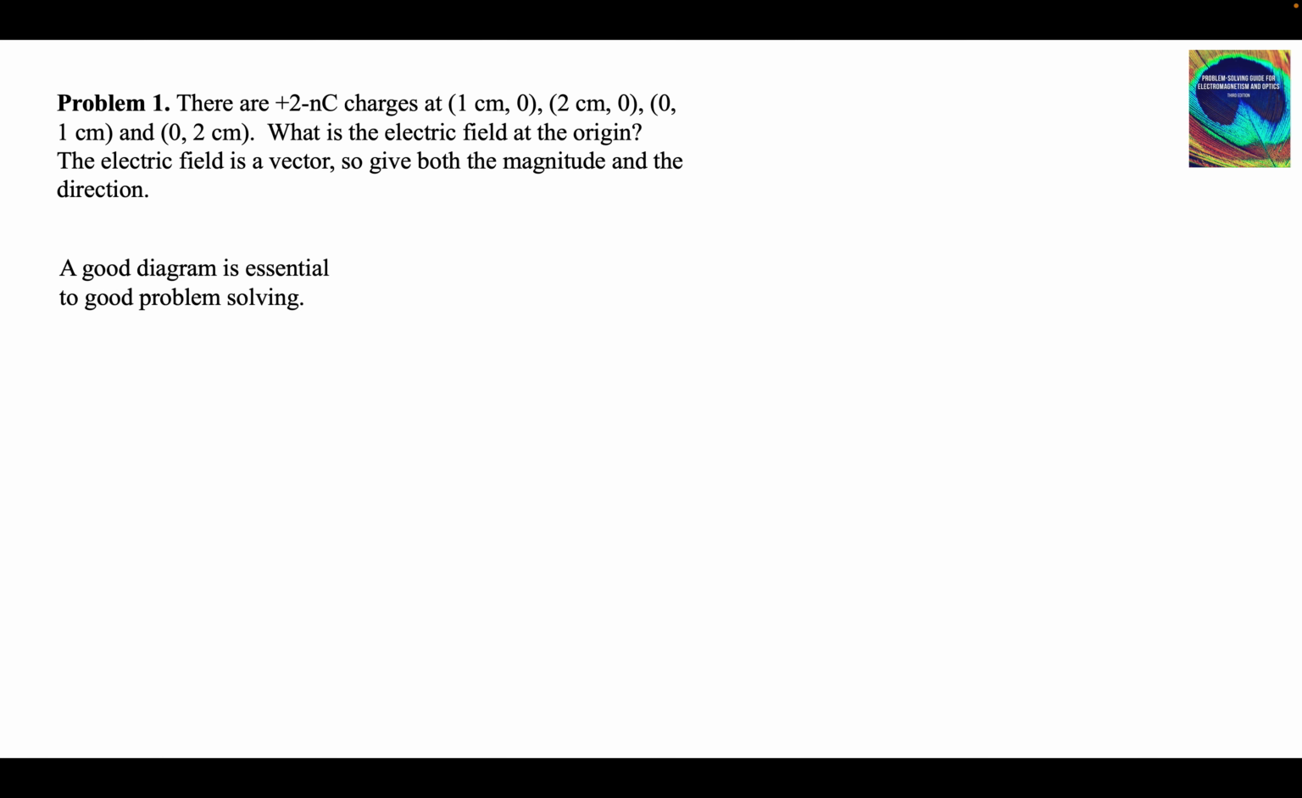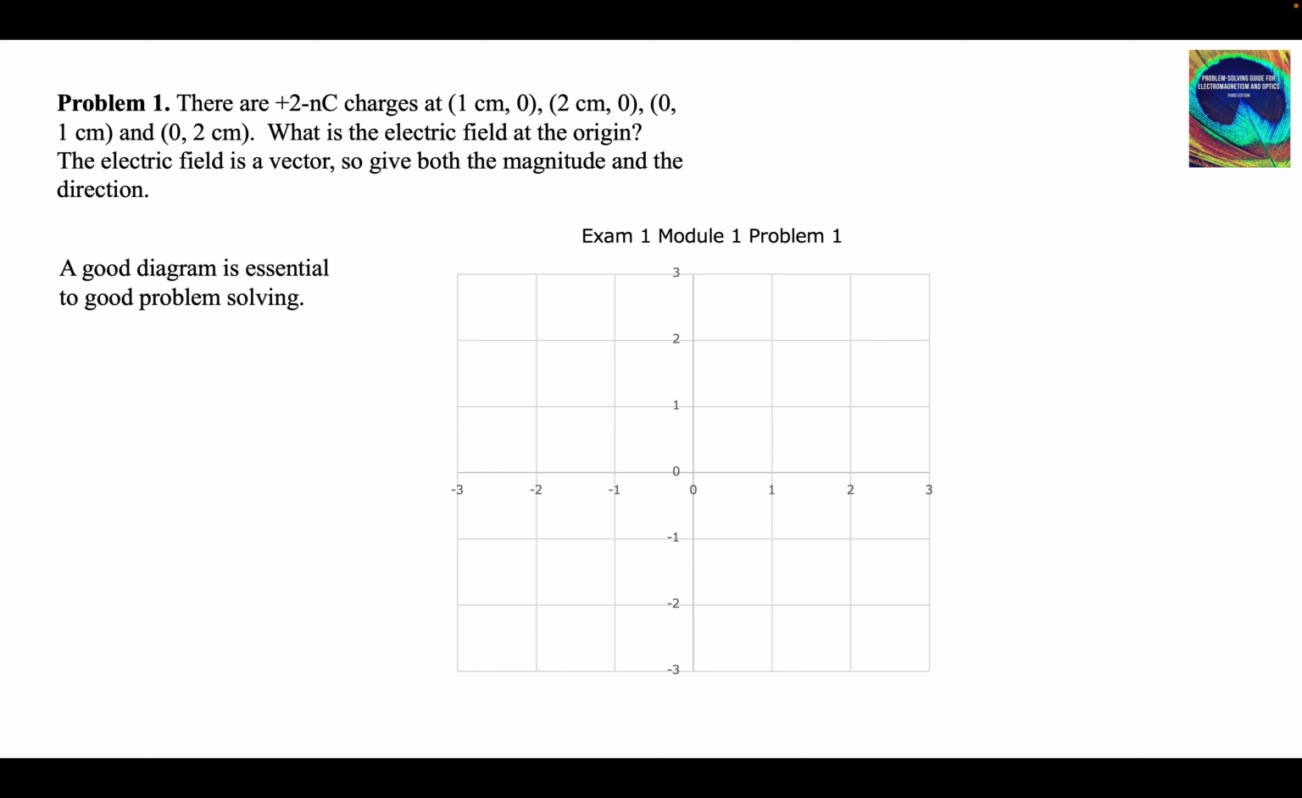You have to give the magnitude and direction because the electric field is a vector. Of course, we have to start with a good diagram. Find these charges in a two-dimensional coordinate system. There is a charge here at (1, 0), a charge here at (2, 0), (0, 1), and (0, 2), and they're all plus 2 nanocoulombs. We should label them. Same magnitude charge.